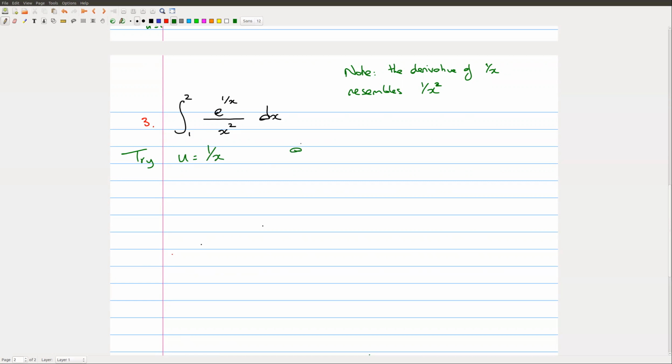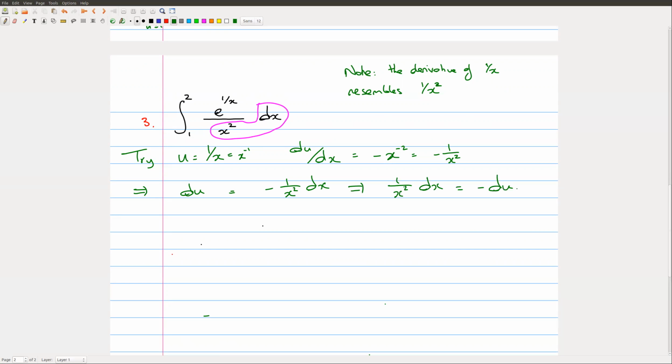Okay, well then du dx. This is x to the power minus 1, obviously. So du dx there is minus x to the power minus 2, which is minus 1 over x squared. Okay, well, that's good. That tells us that du is minus 1 over x squared dx, which is good because we happen to have a 1 over x squared dx in our problem that we would like to replace with a du. So that tells us that 1 over x squared dx, which is what appears in our problem, is minus du. So we do pick up a minus sign, but apart from that, we can replace the 1 over x squared dx with du.